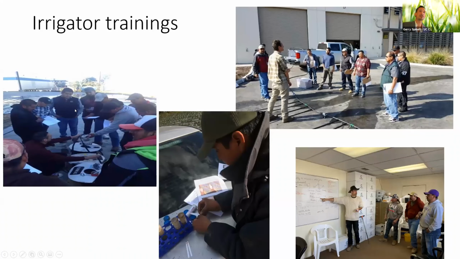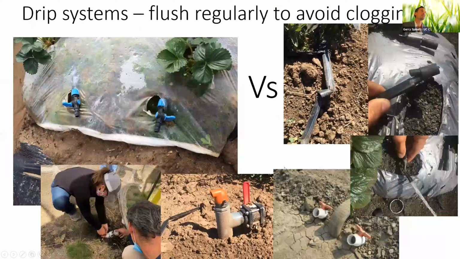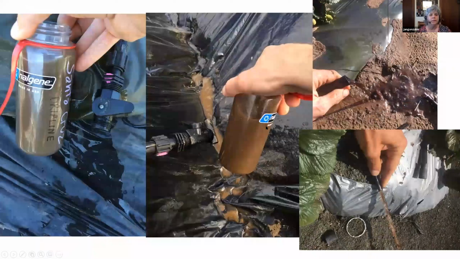You can also train irrigators, make sure that they know what pressure does to a drip tape or to a drip hose. Do they understand the difference between different drip tapes that give different flow rates? You can also train them on some theoretical concepts of irrigation management. In drip systems, make sure that you flush regularly, and make sure that your flush valves are accessible. If they're buried like this one that we're digging out, probably it will not work very well. If the ends are plugged, probably it will not work very well.